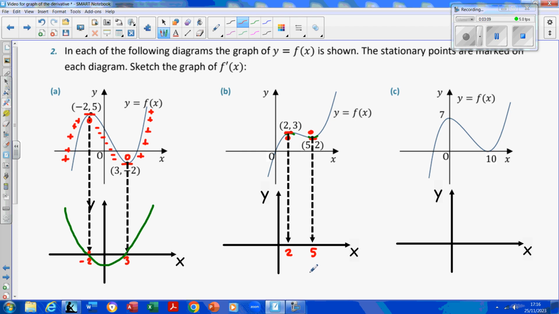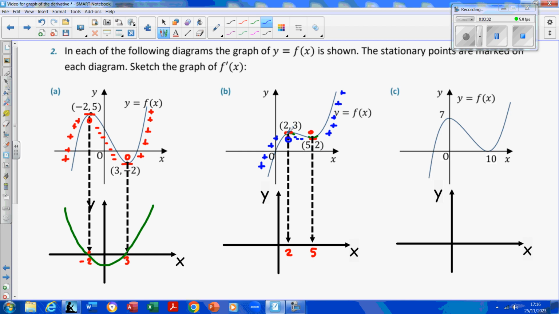We now look to see what's happening to this graph. So it's going uphill all the way towards that stationary point, so it's positive, positive, all the way up there. Then it goes to 0. Then it's negative in there. Then it goes to 0, and then it becomes positive again. So we're going to take all of that information and put it together.